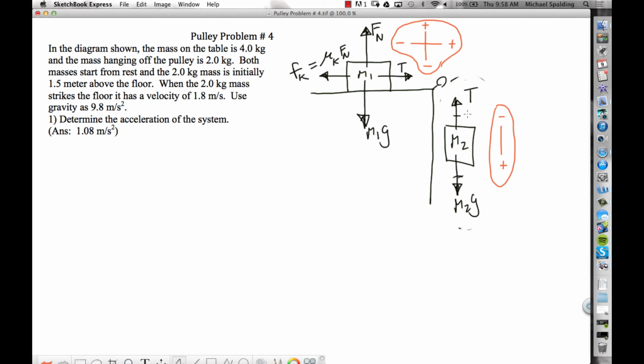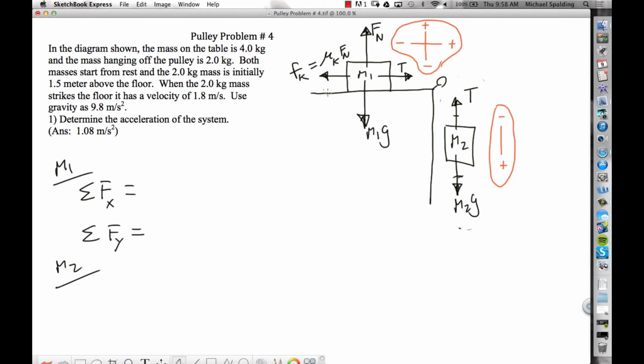All right, so the free body diagrams are done. Now we go to summing of forces. So we're going to sum the forces for M1. We're going to sum the forces for M2. So focusing on M1, we sum forces X, we sum forces Y.